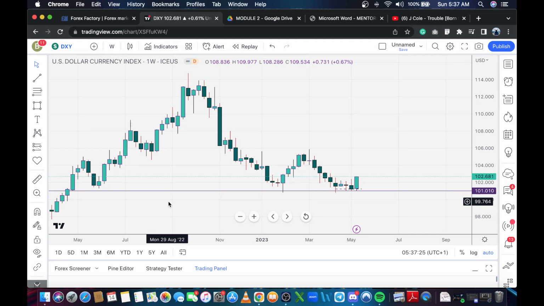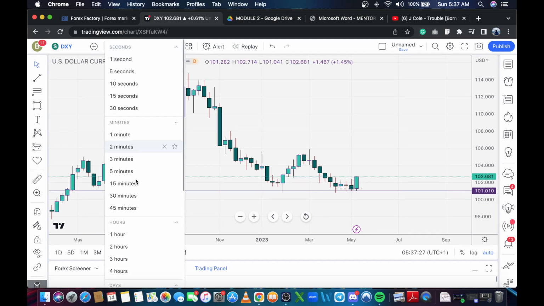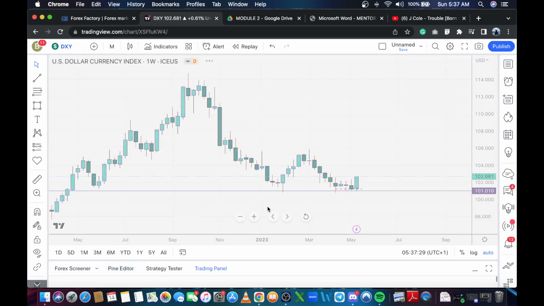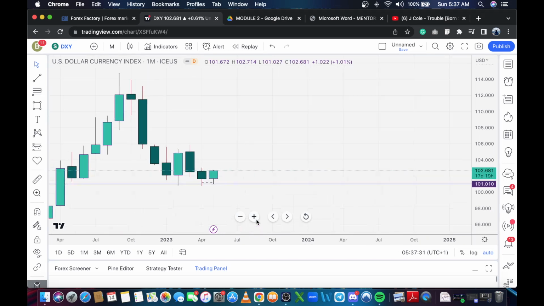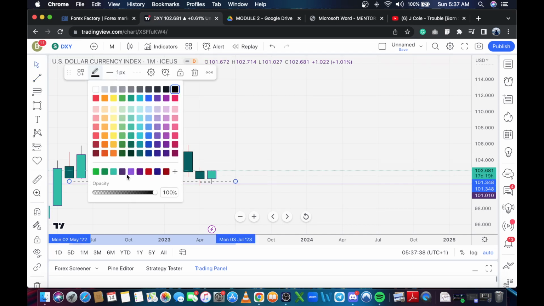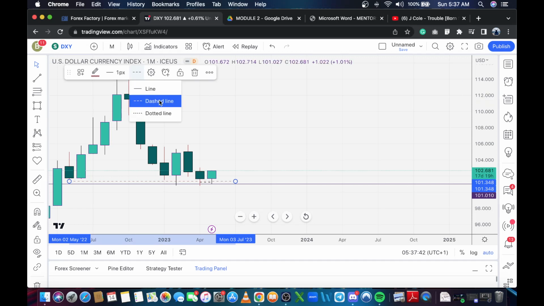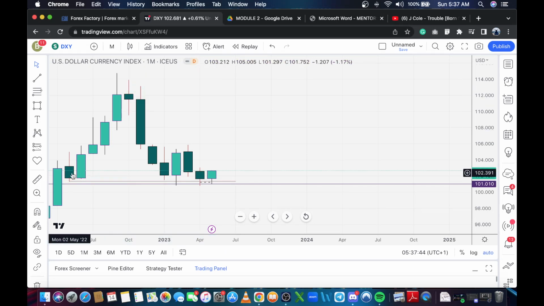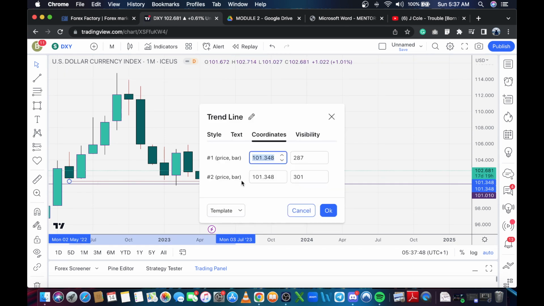That's number one. Number two, if you went out to the monthly again, this is a monthly fair value gap. So we're going to use red here. The low of this candle is 101.297. So we're going to do 101.297.